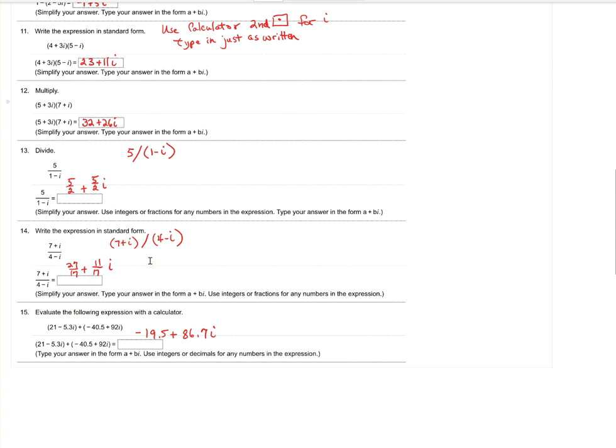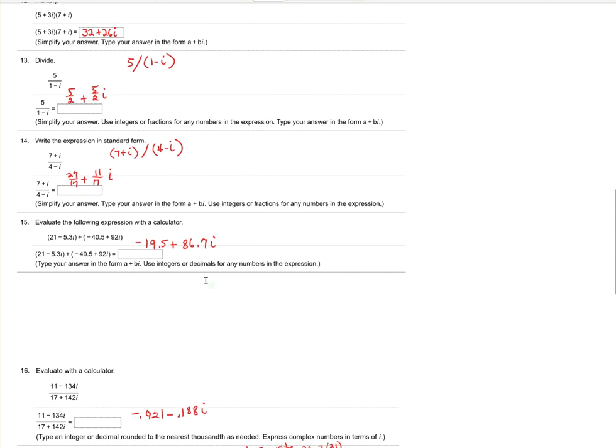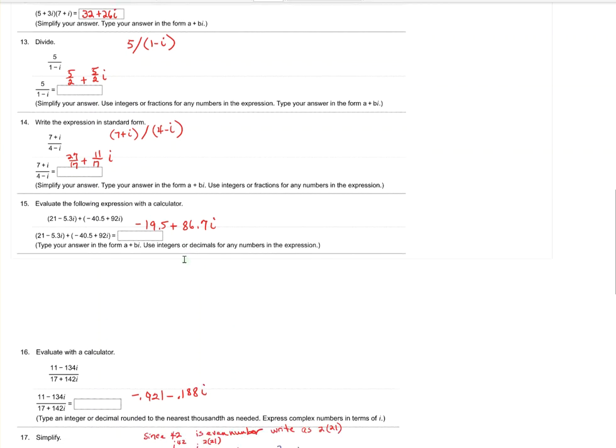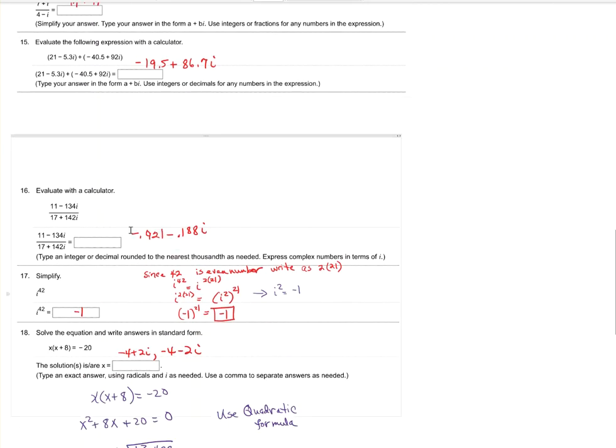All right, so I did that here, and it's 27 over 17 plus 11 over 17i. Here's one with decimals. Just be careful as you're putting those in. Evaluate with a calculator, as if we weren't doing it already. It says round to the nearest thousandth, so you will get it in decimal, and just make sure you have 3 places when you round it.